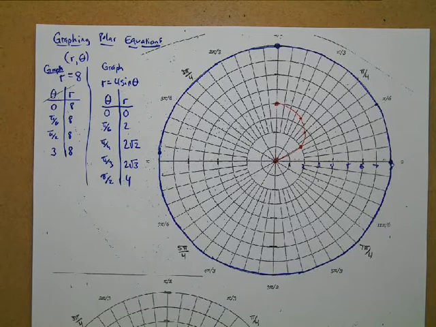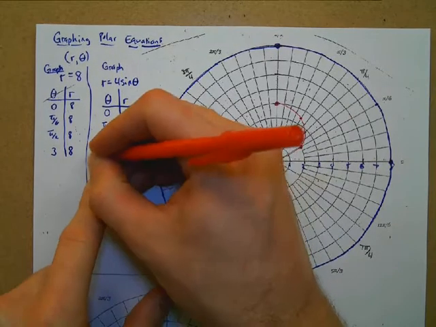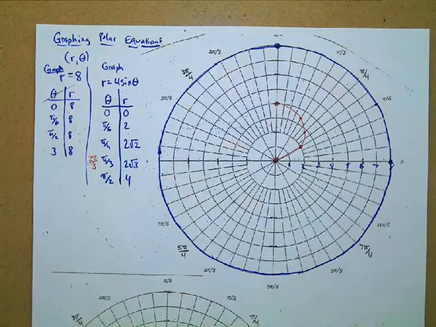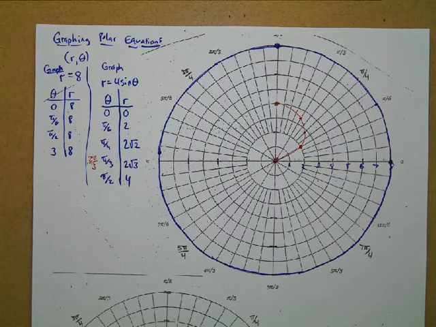So for example, 2 root 3 is true for pi over 3. It's also going to be true for 2 pi over 3, because sine of 2 pi over 3 is also going to give you root 3 over 2, which then multiplies by 4 to give you 2 root 3. Okay. Pi over 4, that's going to give us the same value as 3 pi over 4. And then pi over 6 is also going to be 5 pi over 6.